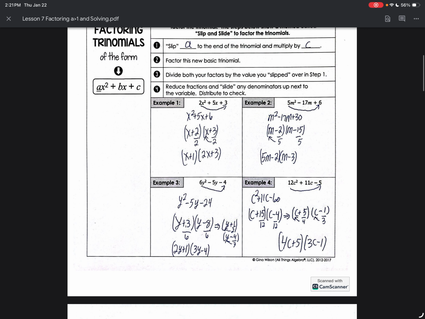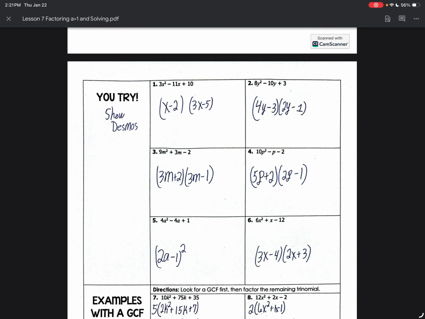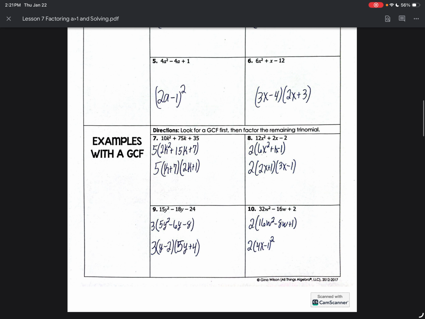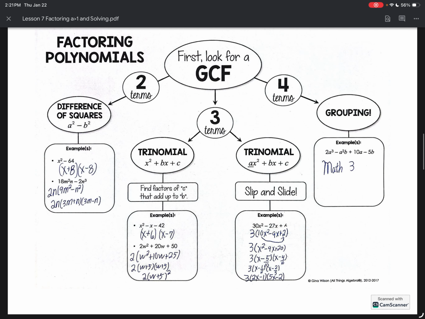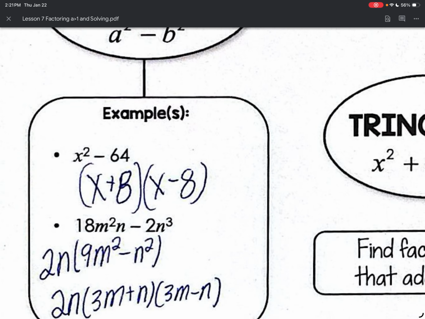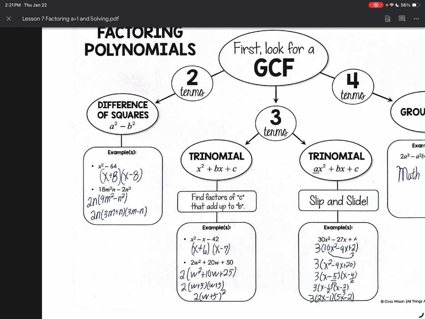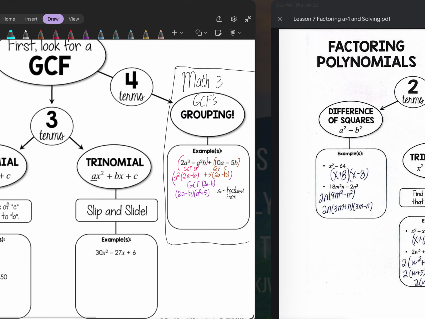Okay, there's your first 4. There's 1 through 6, examples with a GCF. And there's that chart filled out. This is x plus 8. It's kind of wonky looking. I apologize about that, but it is supposed to be x plus 8, then x minus 8. All right, let's go back to the lesson.